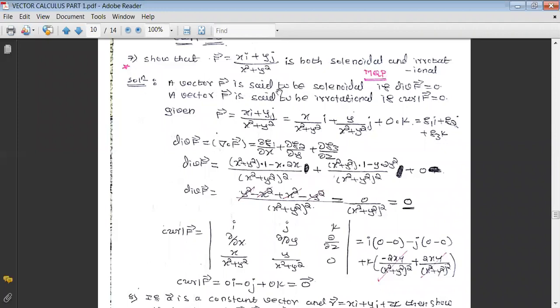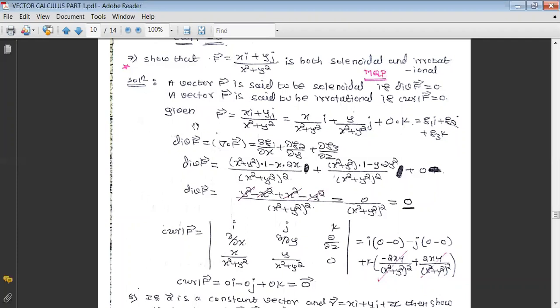A vector f bar is said to be solenoidal if its divergence is 0, and a vector f bar is called irrotational if its curl is 0. That's why first let us compute the divergence and curl for the given vector. If the divergence of f bar reduces to 0, then we can call it solenoidal, and if its curl reduces to 0, then we can call it irrotational.